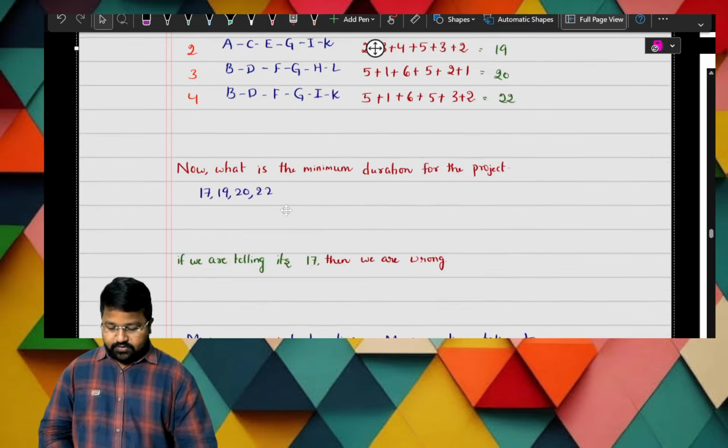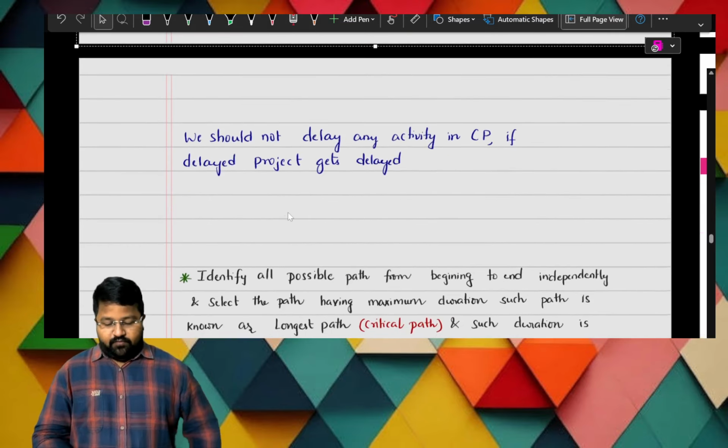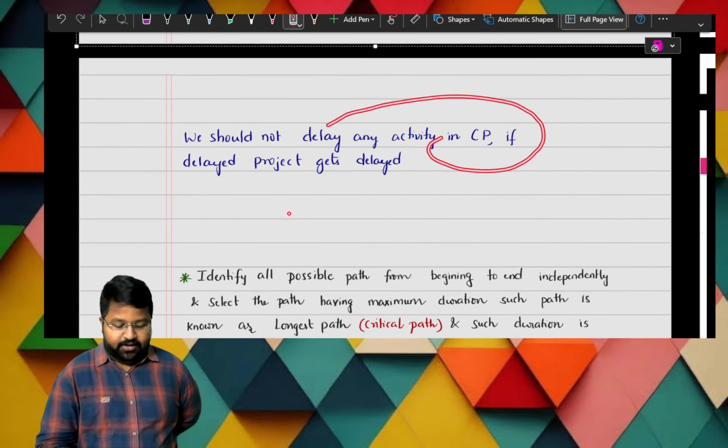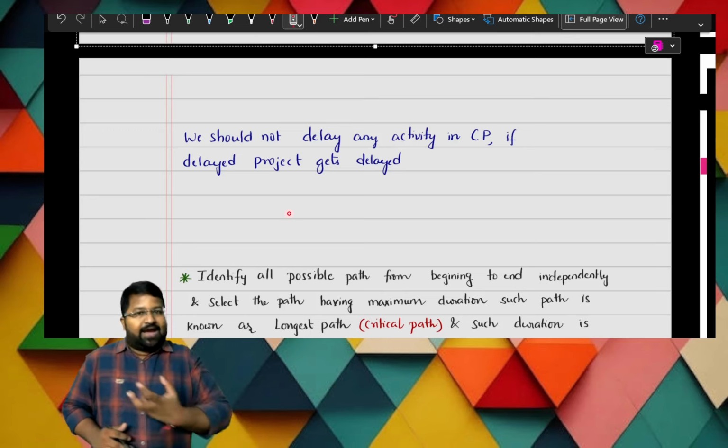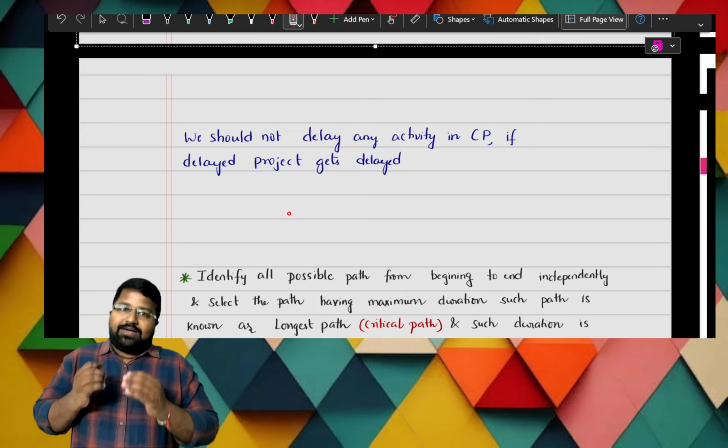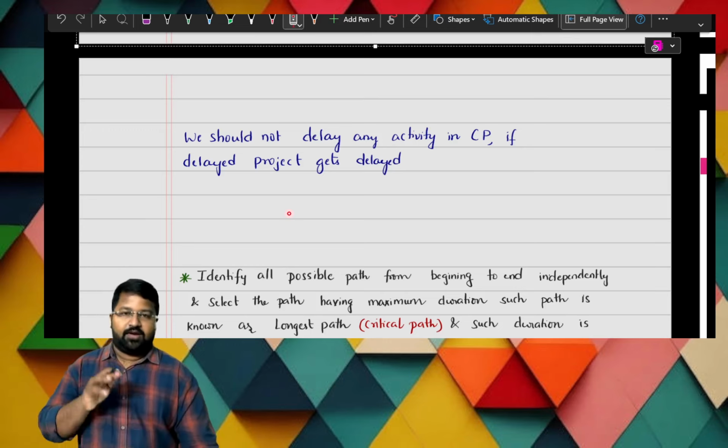Okay, so critical path is really important. We should not delay any activity in a critical path. If we delay, the project gets delayed. So all the activities in the critical path should be done as per their time. If they are delayed, the project gets delayed.